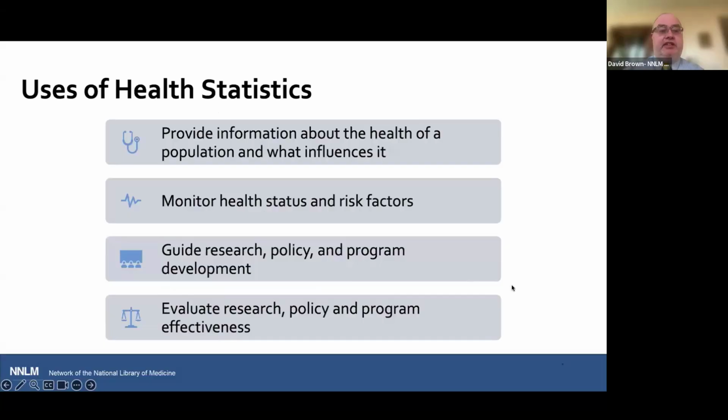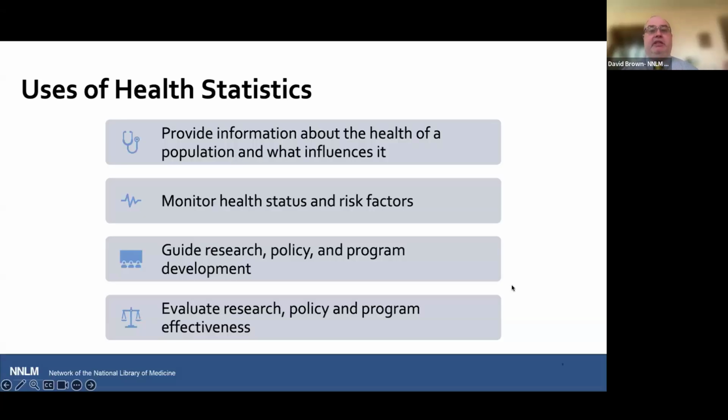What are the uses of our health statistics? It's to provide information about the health of the population and what influences it. So again, going back to what I was saying before, everything can be used for our benefit many times. We're trying to monitor health status and risk factors. We want to guide our research, policy, and program development. We want to evaluate research, policy, and program effectiveness.